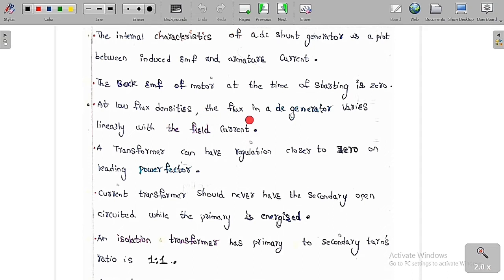At low flux densities, the flux in a DC generator varies linearly with the field current.